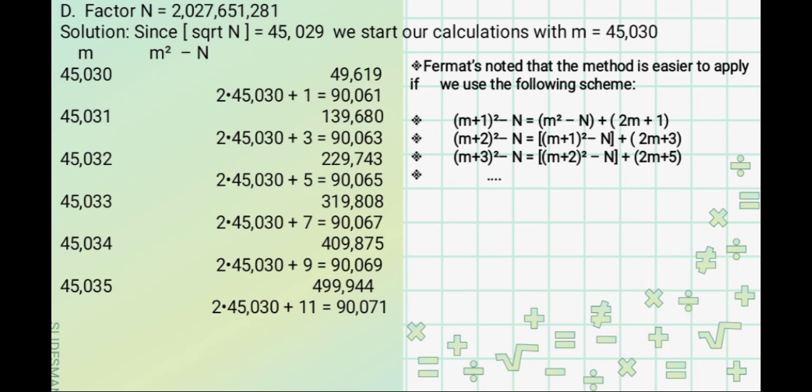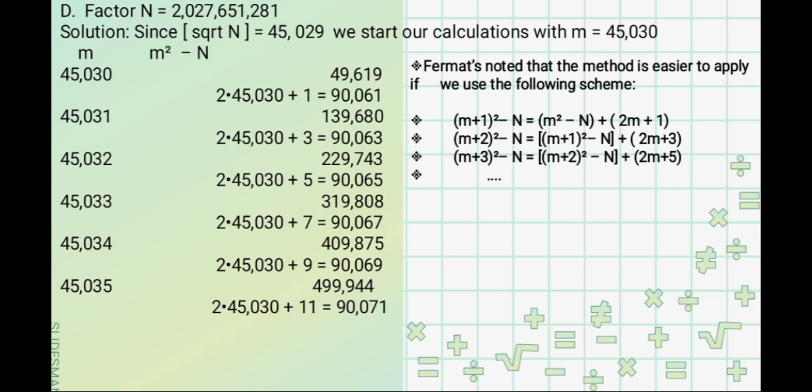You may wonder why there is 139,680. What we did is simply add 49,619 plus 90,061, so 139,680 comes out. So that was the first step of the scheme. Now we go to the second step, where the last number, which is 1, becomes 3. They are odd numbers, since they go 1, 3, 5, 7, 9, 11, and so on and so forth.